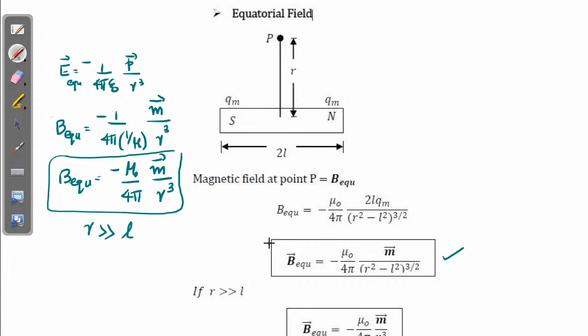If you don't make the approximation, you will get this result. Whatever logic you applied while deriving the electric field due to an electric dipole at an equatorial point, the same kind of vector analysis can be applied at point P. The only difference is E will be replaced by B, Q will be replaced by QM, and A will be replaced by A. You'll end up with those two results, and when you make the approximation r far greater than l, you will get the third result. I hope you understood those two expressions.